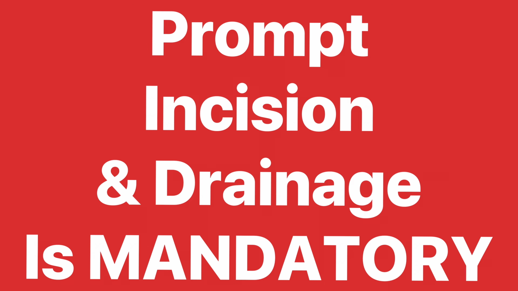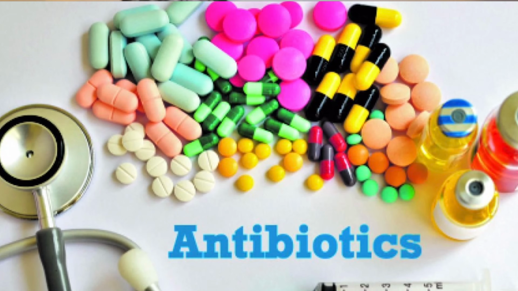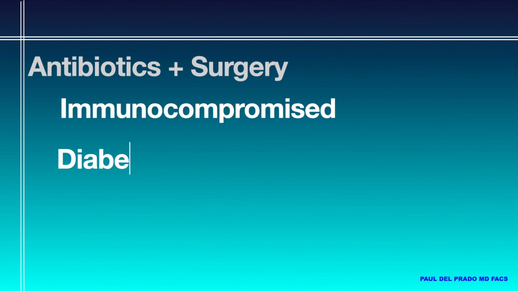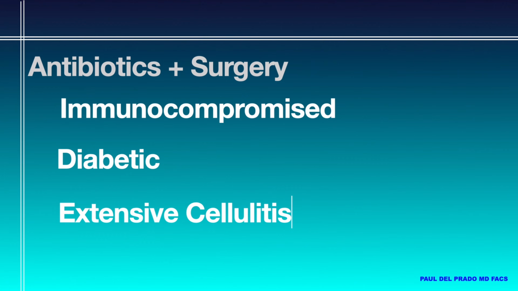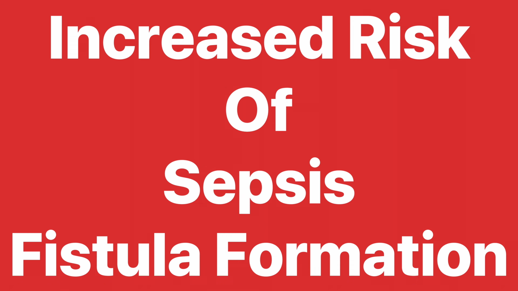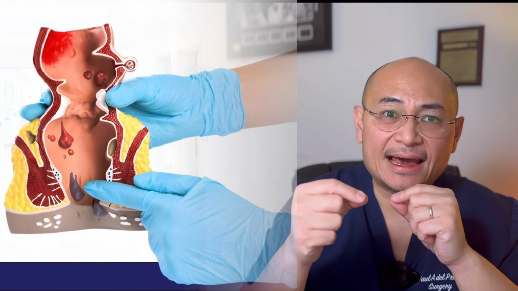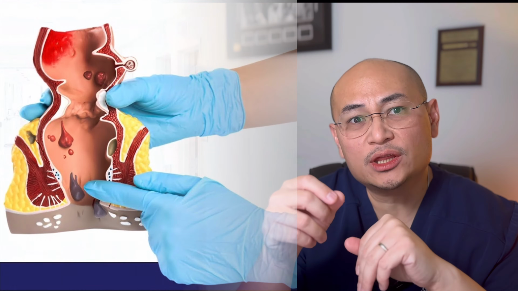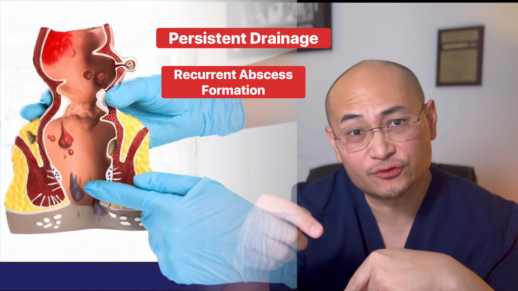For abscess treatment, ASCRS is clear. Prompt incision and drainage is mandatory. Antibiotics alone are not sufficient. We use antibiotics as an adjunct to surgery in people who are immunocompromised, diabetics, and those with extensive cellulitis. Delaying drainage increases risk of sepsis and fistula formation. If somebody has an anal fistula, this basically presents with persistent drainage and recurrent abscess formation.